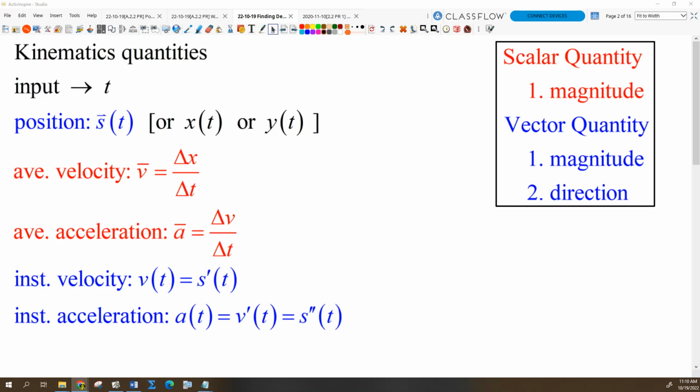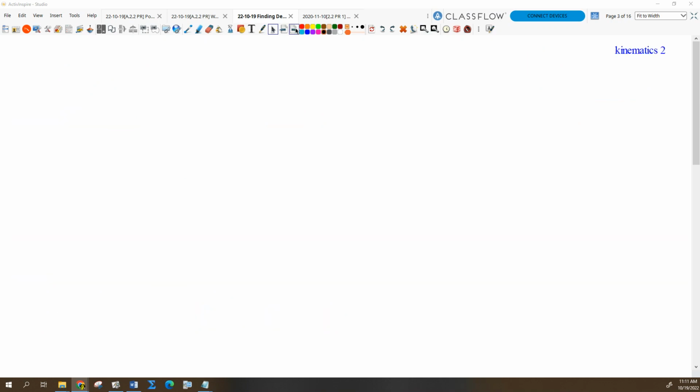So all you have to remember here is the kinematic relationships, right? So position is s, velocity is the derivative of position, and acceleration is the derivative of velocity. Okay. And I'd like you to tell me here, I'm going to give you a function, and you're going to have to tell me how to sketch the graphs of the other kinematic functions.